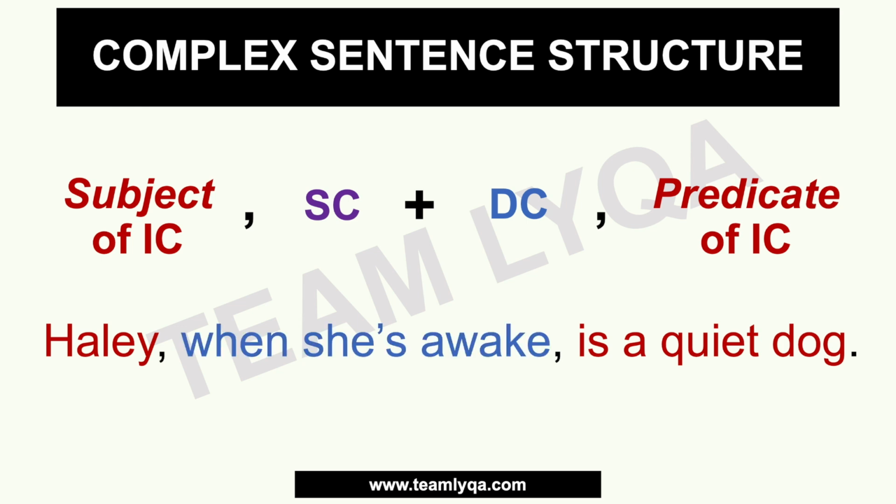Now, pag ganito yung structure natin sa ating complex sentence, you have to remember lang a few things. Which is, number one, you have to put a comma before the subordinating conjunction when. And you also need to put a comma after the dependent clause. Kaya Haley, comma, when she's awake, comma, is a quiet dog. Now again, yung when she's awake, hindi naman kailangan sa sentence, no? Pero pandagdag siyang information dun sa gusto nating ipahiwatig. Okay? Now, this is where it gets a little bit complicated.